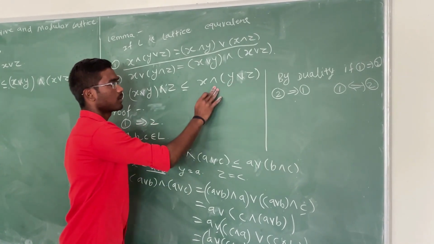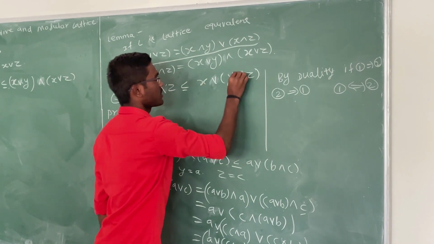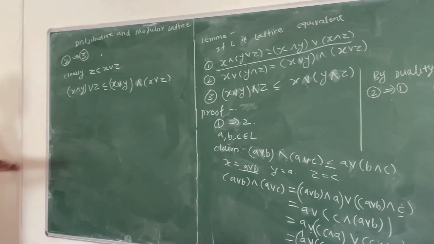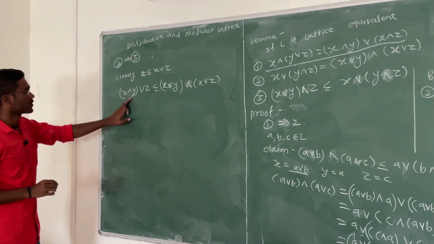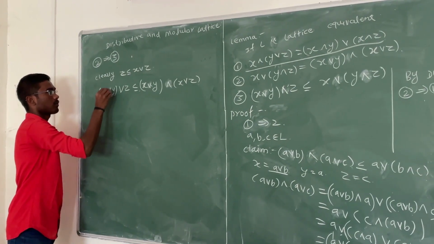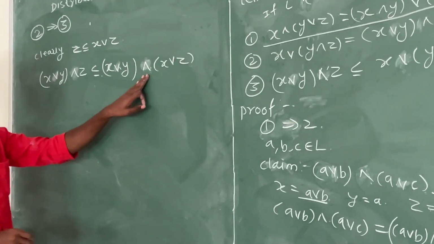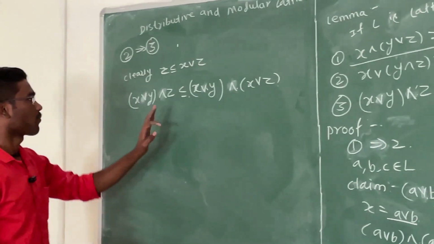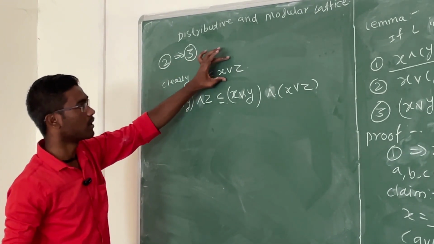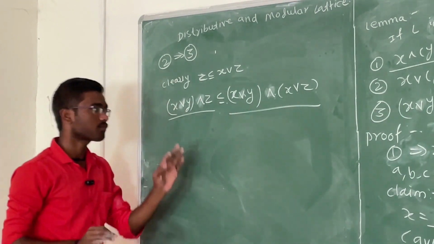Sorry for the inconvenience, the model changed here: X join Y meet Z is less than or equal to X join Y meet X join Z. By this relation, Z is less than or equal to X join Z, therefore this relation is less than this relation.